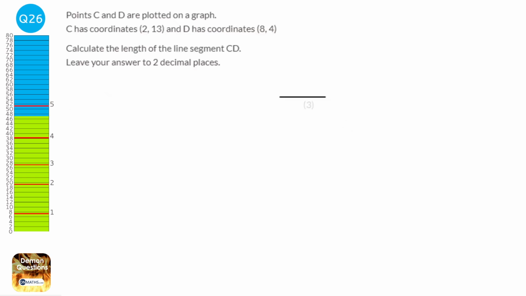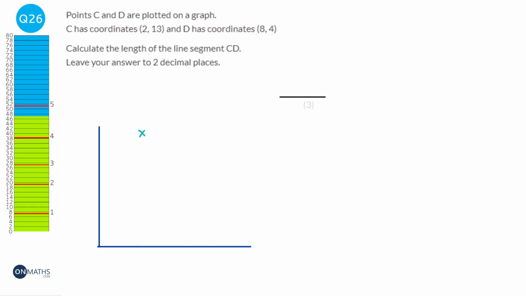Okay, let's just do a quick sketch of the graph. And we've got coordinate C is at 2, 13, so we're going to say that's roughly there. And that's C, and that's at 2, 13. And then we've got D, which is at coordinates 8, 4. And we're just asked to find the length of the line segment, so this length here.